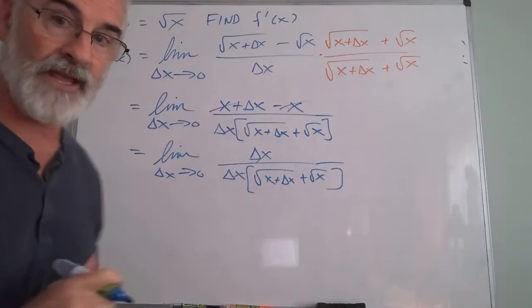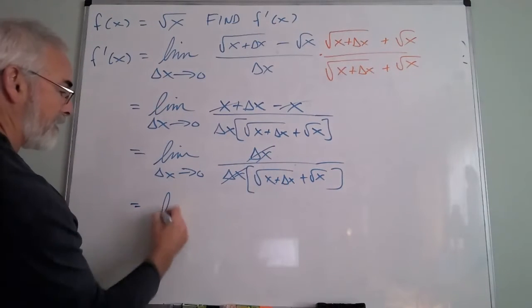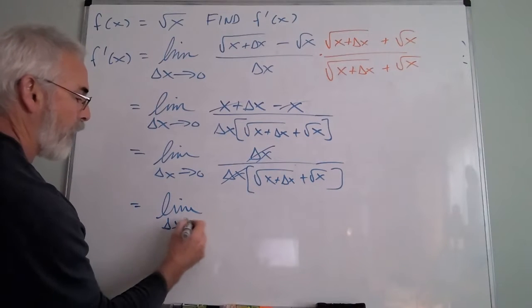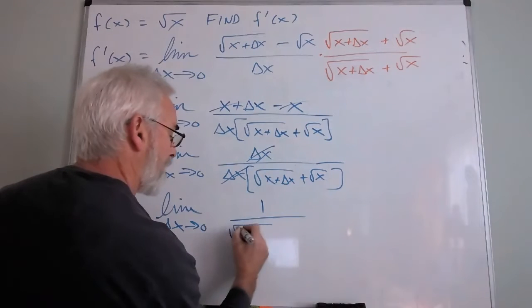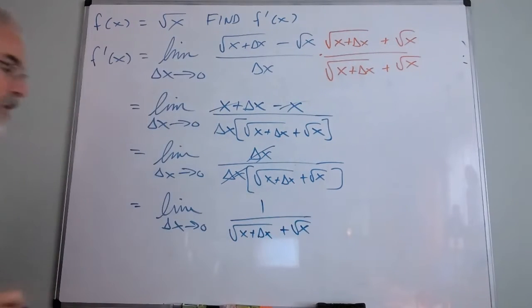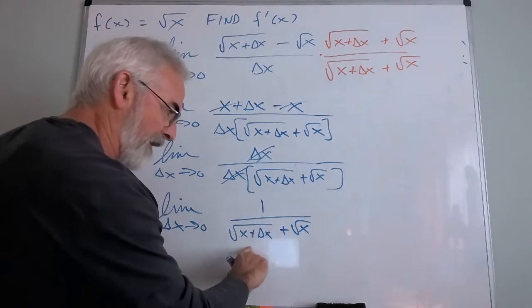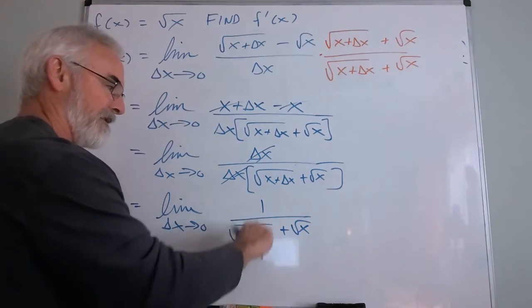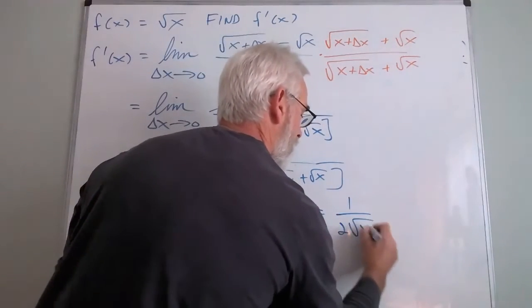Yes. Okay. Now I'm going to cancel these guys because that's my problem child. The thing going to 0 is the thing you must cancel. So my numerator is a 1. My denominator is root x plus delta x plus root x. Right now, this is no longer an indeterminate form, so I can evaluate. As delta x approaches 0, that term is just becoming root x. So I have 1 over root x plus root x. So my limit would be this.